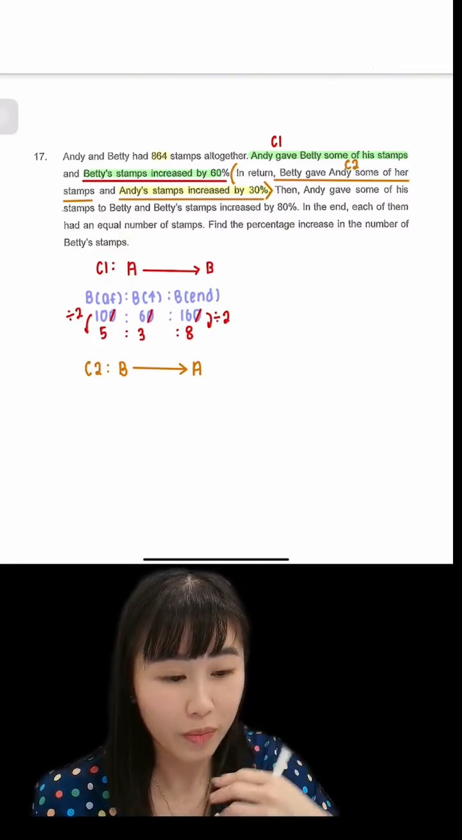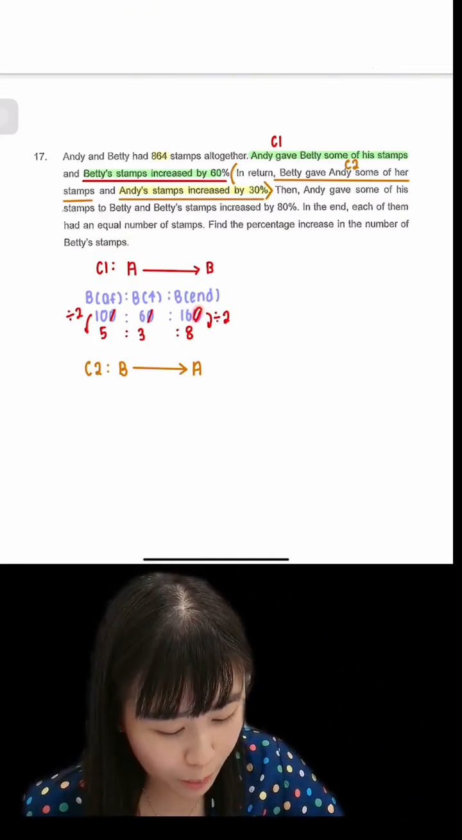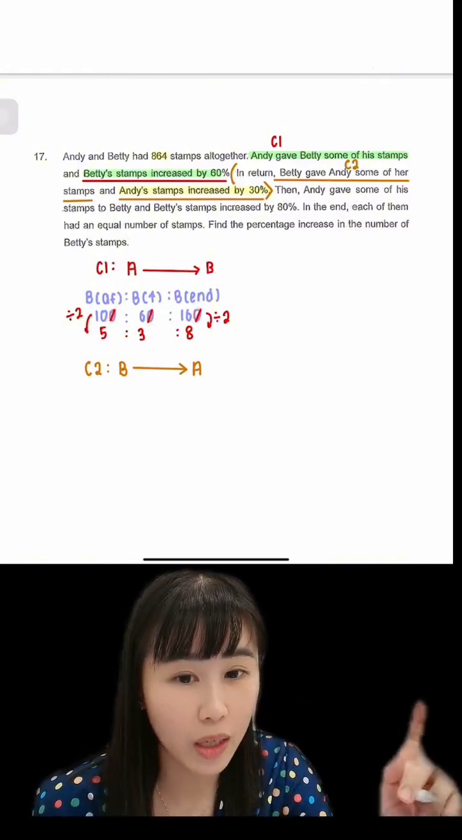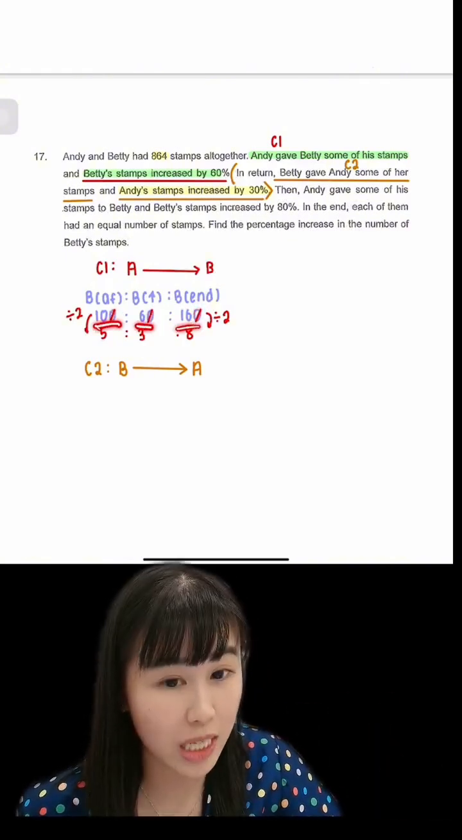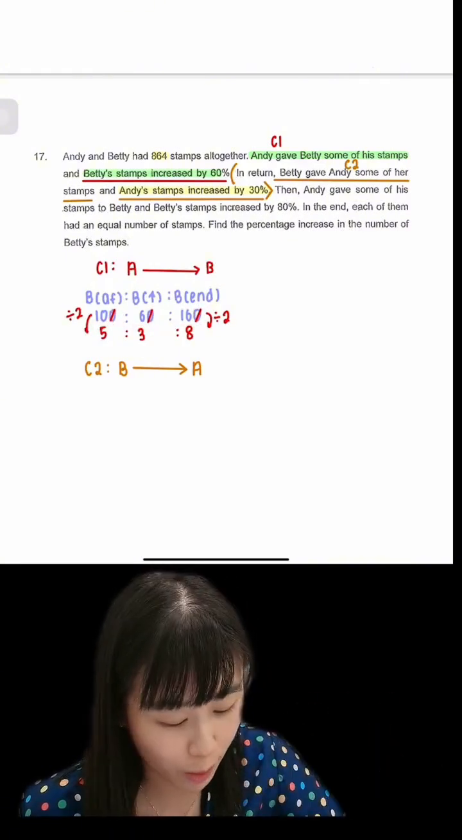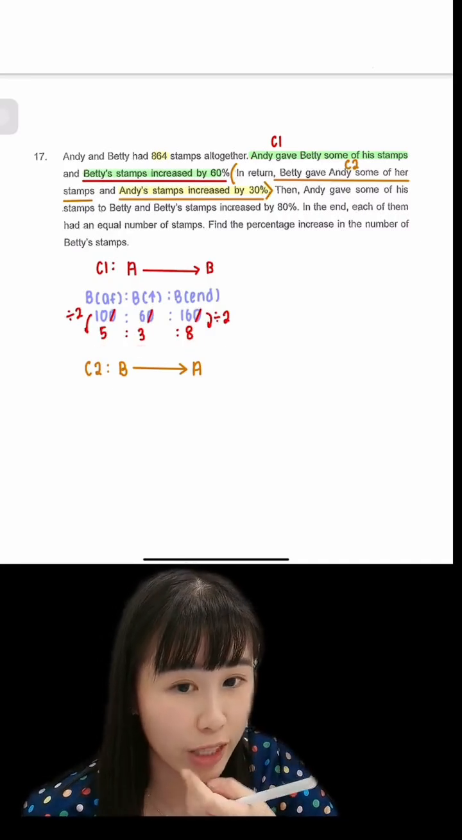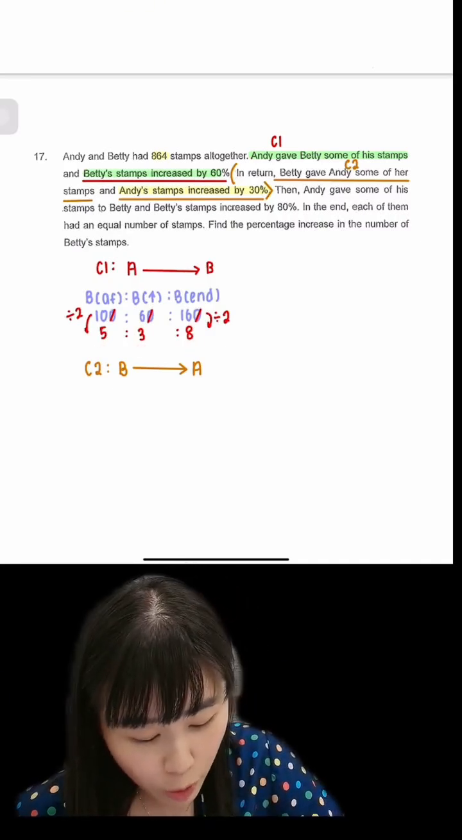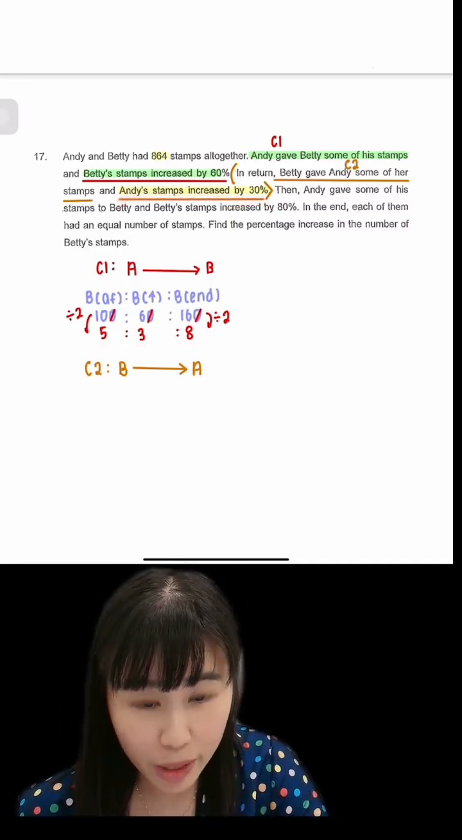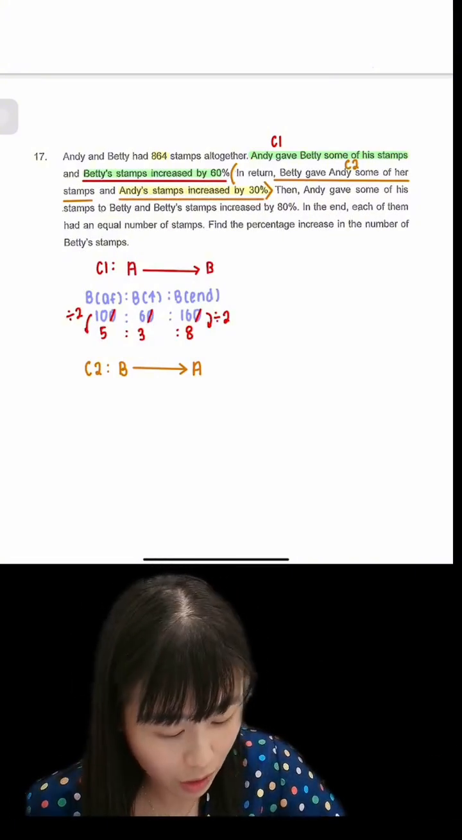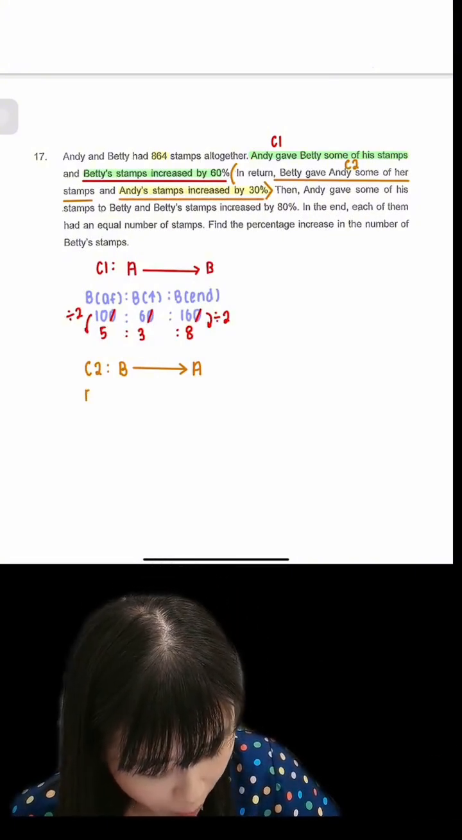Good. Why remove the 0? Because I want to simplest form it. I want to deal with small numbers. I don't want to deal with 100%, 60%, 160%. I want to deal with very small numbers like 5 units, 3 units, 8 units. That's the reason why I do that. Okay. Now, what do you understand by this? Andy's stamp increased by 30%. Same thing. You should be able to come up with this.